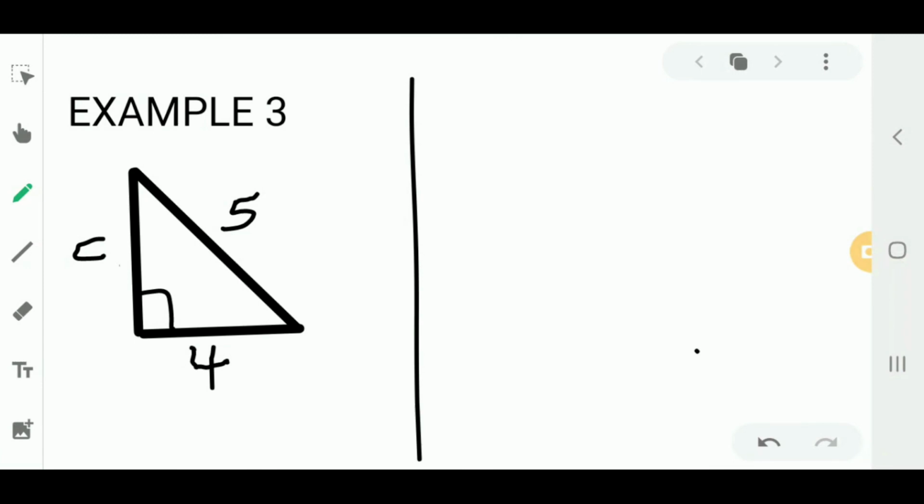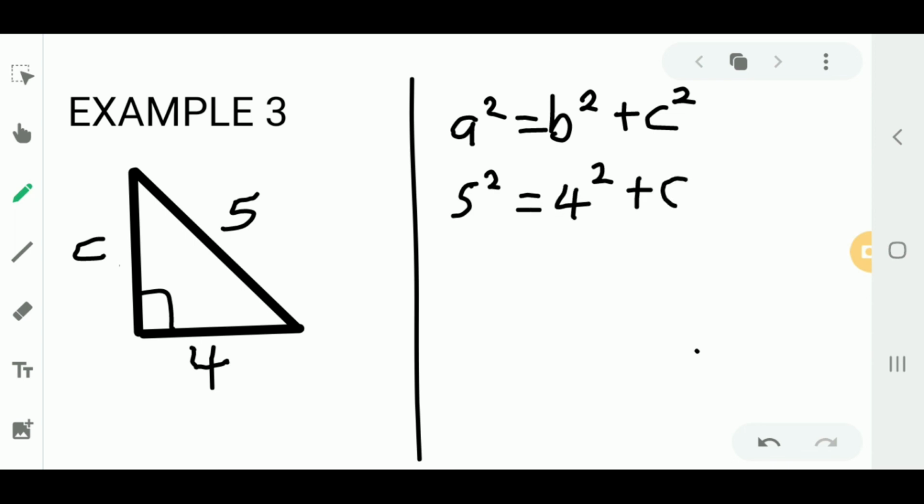So now we have this example that says 5, 4, and C. So that means we're solving for C. So now we write the general form. A squared is equal to B squared plus C squared. Just a point to note, it doesn't always have to be A, B, and C. It can be other letters, just as long as you follow the principle. So now we have A squared, which is 5 squared, B squared, which is 4 squared, plus C squared. We don't know what C is, so we're leaving that alone. So 5 squared is 25, 4 squared is 16, plus C squared.